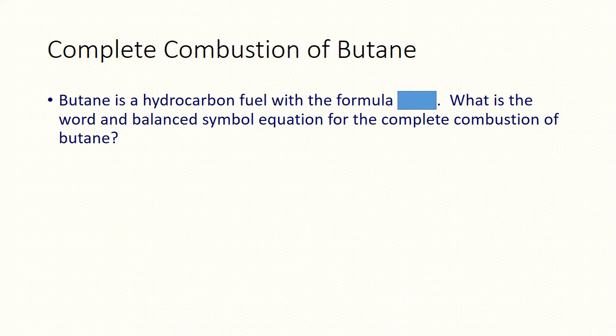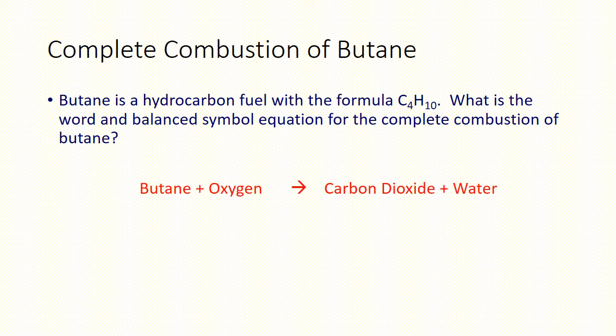So butane next. So butane has 4 carbons, so work out the formula. So 4 times 2 is, of course, 8, plus 2 equals 10, so 10 hydrogens, C4H10. So word and balanced symbol equation. Pause the video. Butane plus oxygen goes to form carbon dioxide and water.